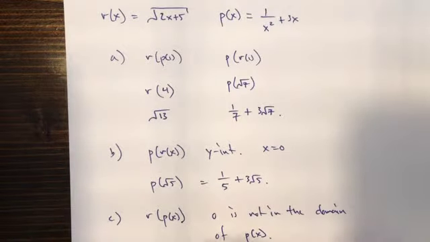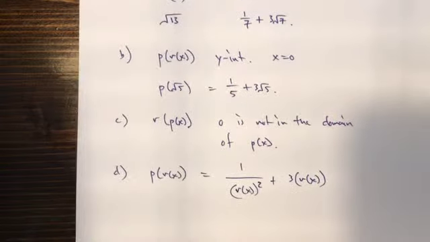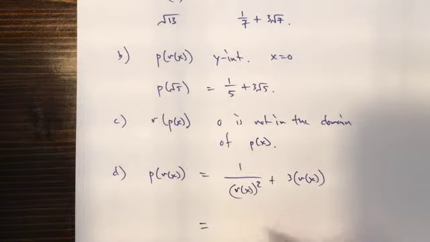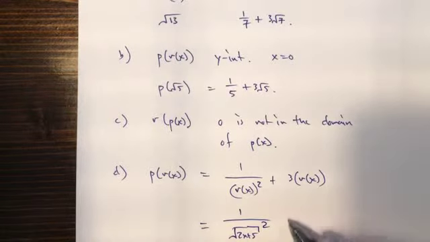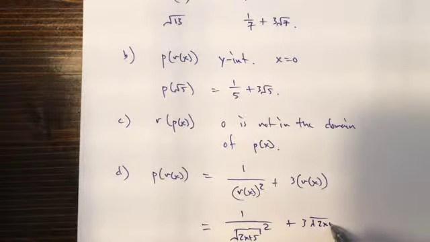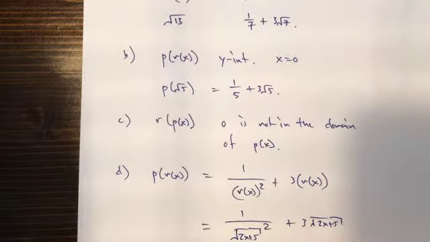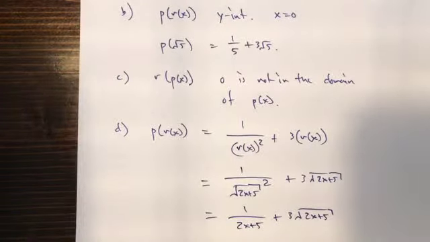D says find an expression for p of r of x. So p of r of x, I need to replace all my x's with r of x's. And that's going to be 1 over r of x all squared plus 3 times r of x. So instead of having x's here, I have r of x's. But r of x is square root 2x plus 5. So it's 1 over square root 2x plus 5 all squared plus 3 times square root 2x plus 5. And that is 1 over 2x plus 5 plus 3 times the square root of 2x plus 5. Since when you square a root, you just get the thing.